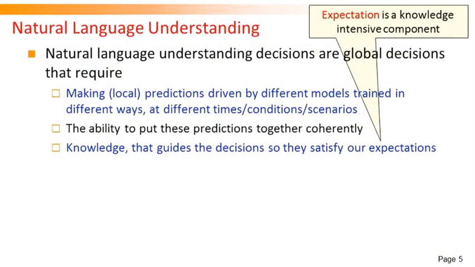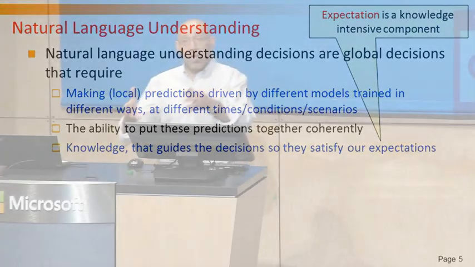They deal with a lot of things, but they require making a lot of local predictions that are driven by different models, trained in different ways, at different times, in different conditions and scenarios and so on. A lot of the information that you used in solving my puzzle, most of it in fact, is something that you brought from home. You don't even know when you were trained to identify this and to make these decisions. It requires also the ability to put these predictions together in a coherent way. And it requires knowledge that guides the decisions so they satisfy our expectations. So expectation here is really a knowledge-intensive thing. You need to know a lot in order to develop expectations.